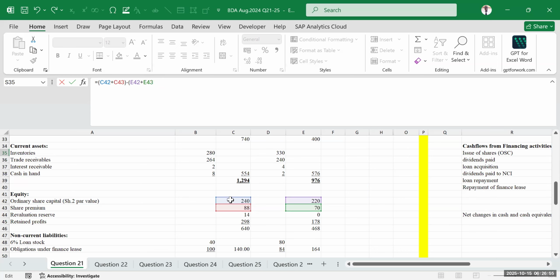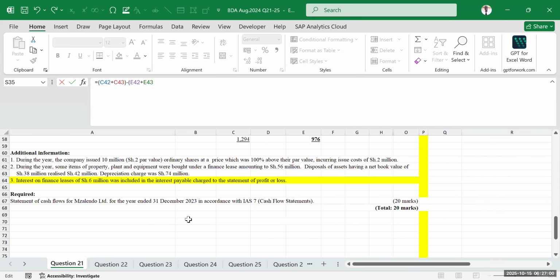I ask myself, was there an adjustment on the share capital account? Let's look at note 1 to see what affected that account. We were told during the year, the company issued 10 million par value ordinary shares at a price which was 100% above their par value. You look at that? Yes. So it was issued at a price which was 100% above their par value.